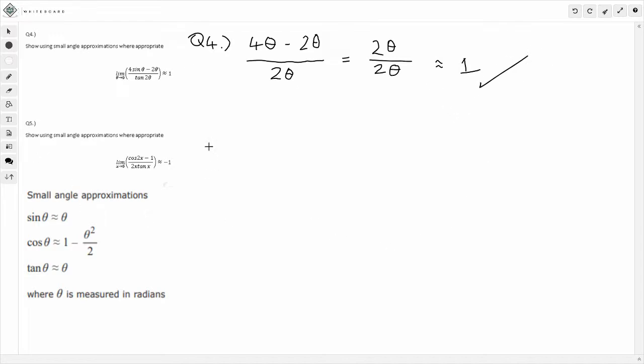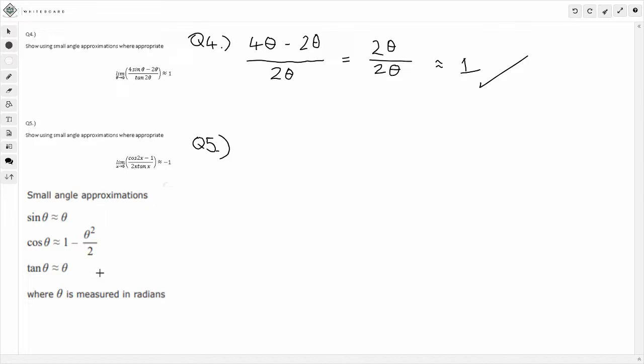Perfect. Question 5. Let's have a go at this. A little bit more involved. We've got a cos now. The limit as x tends to 0 of cos 2x minus 1 divided by 2x times tan x is approximately minus 1. So let's start with the numerator.